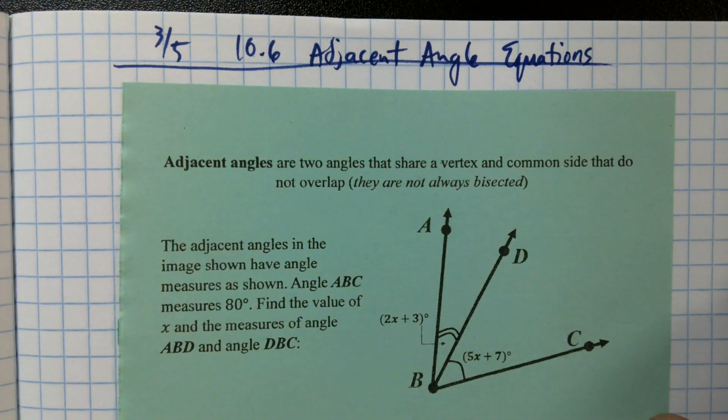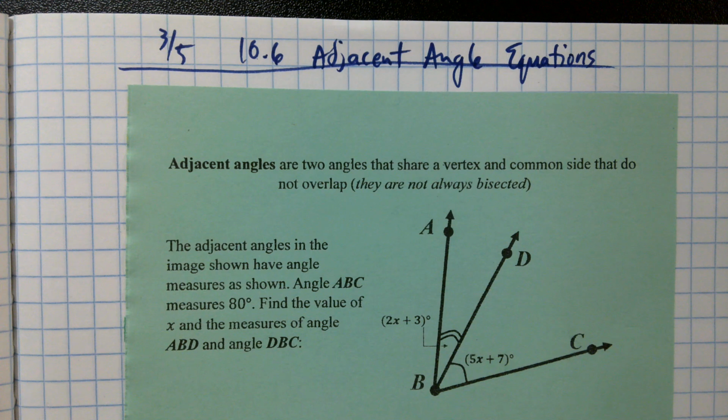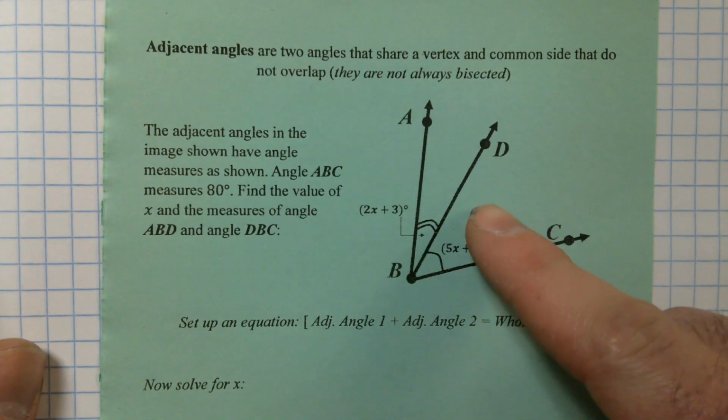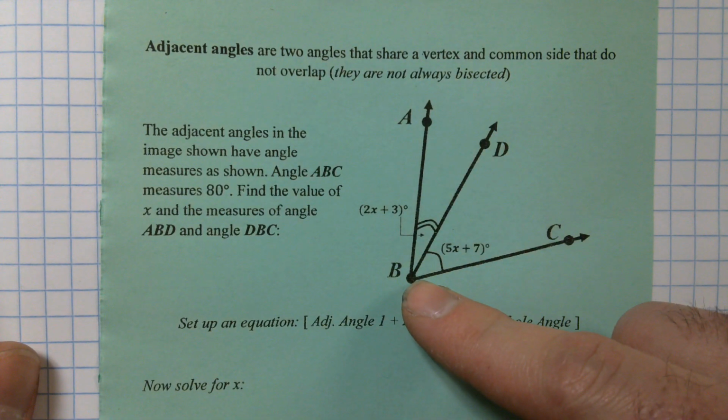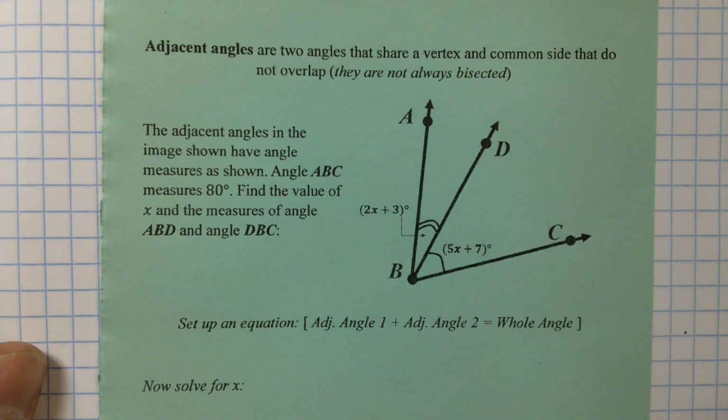Like we talked about, adjacent angles are just two angles that are kind of neighbors, is the way I like to think about it, right? They share a wall. If you've ever lived in an apartment before, you know there's a lot of shared walls going around, right? So that's what's going on here with angle ABC.